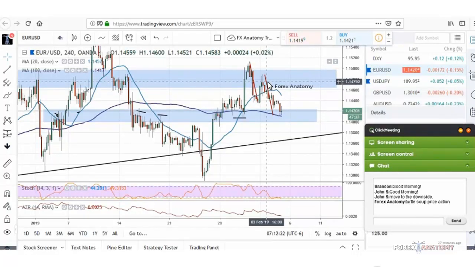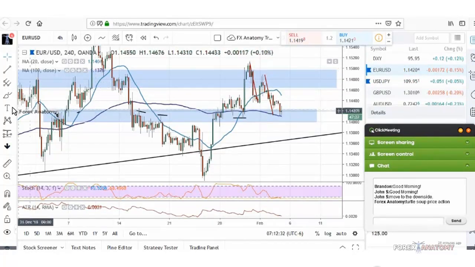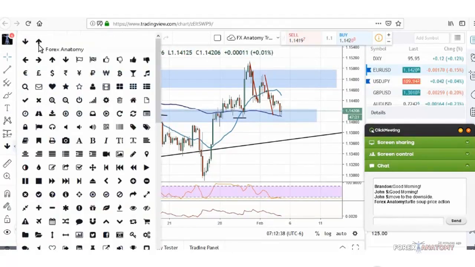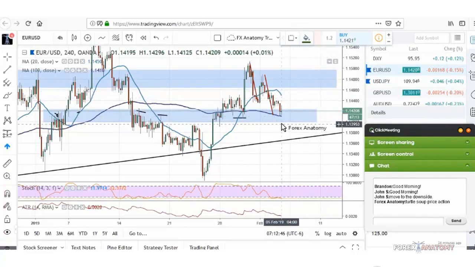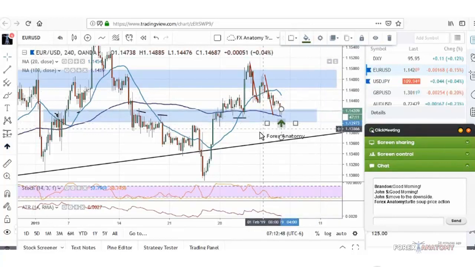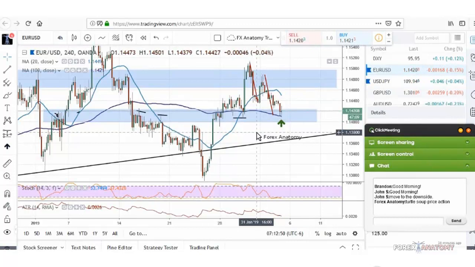And I can't get into all of the entry reasons right now. That's more so reserved for our premium members of our Forex Anatomy private trading community. But right here is where you should be looking for a potential buying opportunity, right around this zone. Let me place a green arrow right here. You should be looking for a buying opportunity somewhere in this zone upon bullish confirmation.